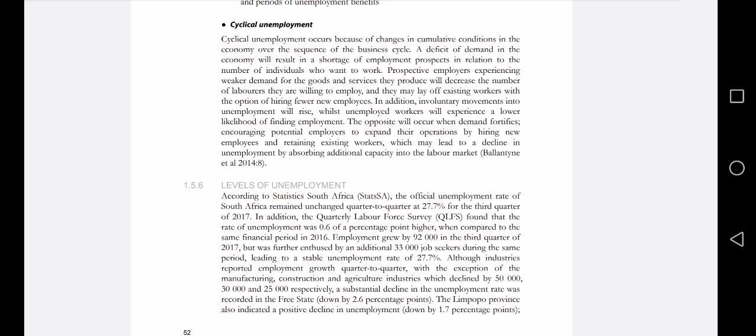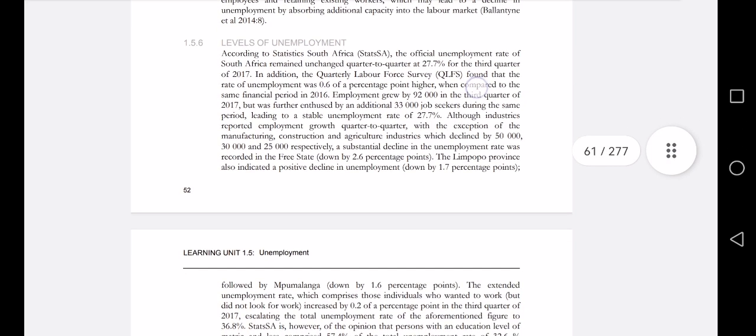The opposite will occur when demand fortifies, encouraging potential employers to expand their operations by hiring new employees and retaining existing workers, which may lead to a decline in unemployment and absorbing additional capacity into the labor market. Valentine, 2014, page 8.